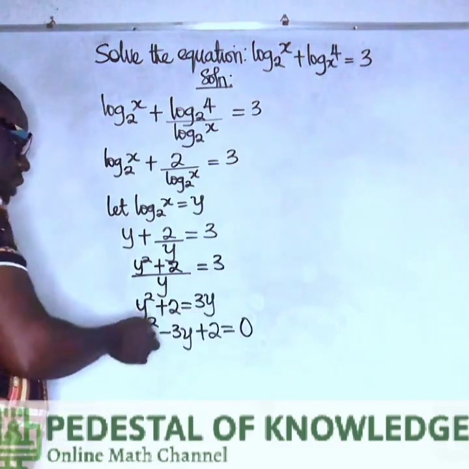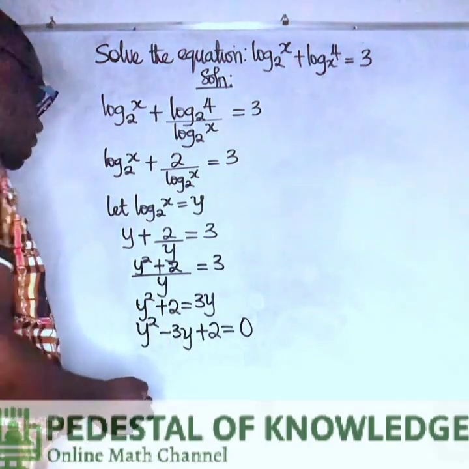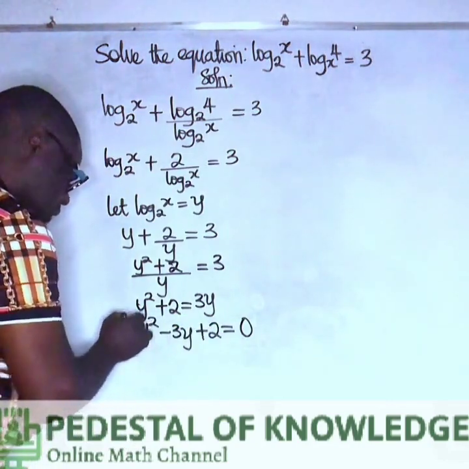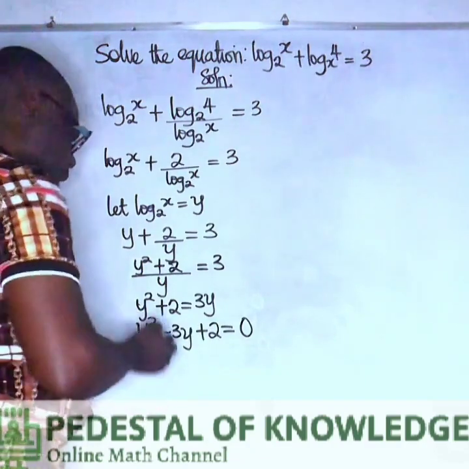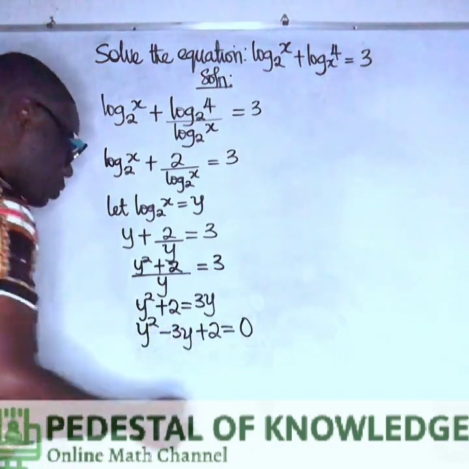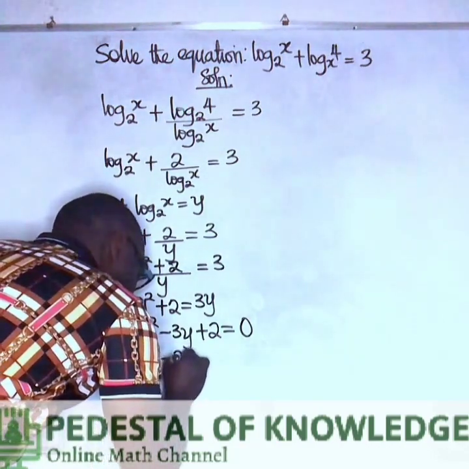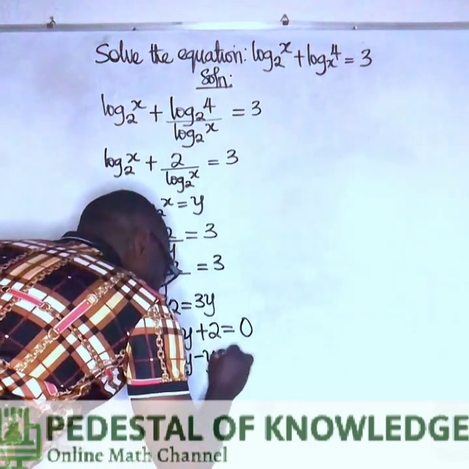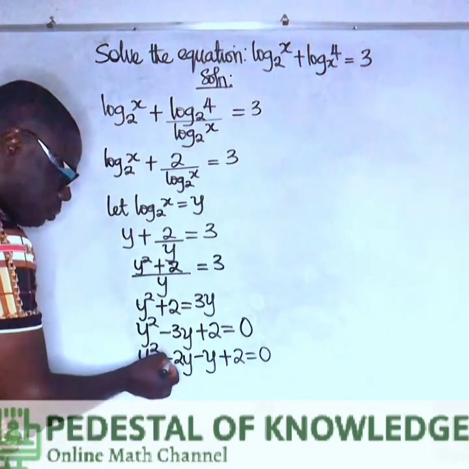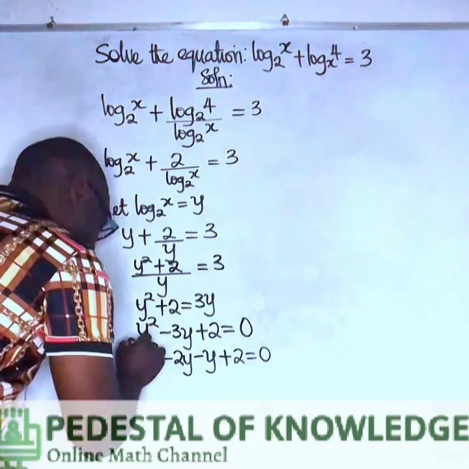Now we can see that this is a quadratic equation. The easiest method to solve this quadratic equation is the factorization method, where we are going to multiply the coefficient of y squared here, which is 1, by 2, and 2 times 1 is equal to 2, and the factors of 2 are 1 and 2. So we are going to replace this minus 3y with those factors. So we'll have y squared minus 2y minus y plus 2 is equal to 0, because minus 2y minus y is the same thing as minus 3y. Alright, so we're now going to group this.